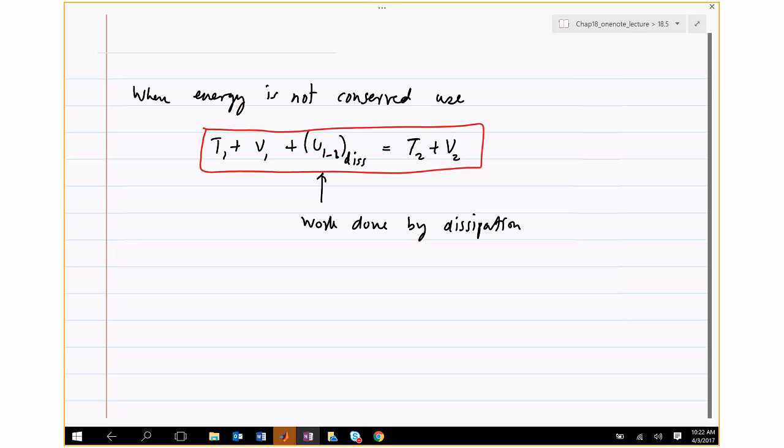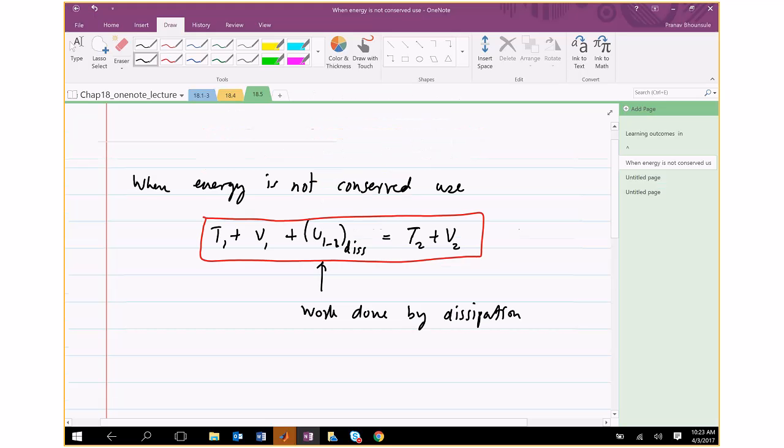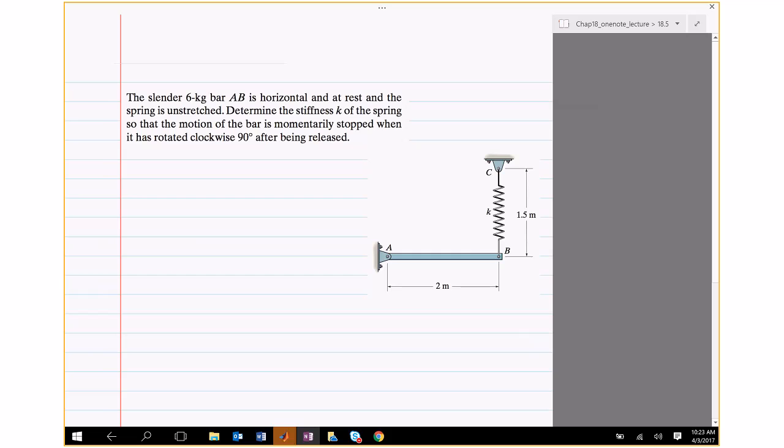Okay. Any questions? Okay, let's start solving problems. This is question 1 for today.